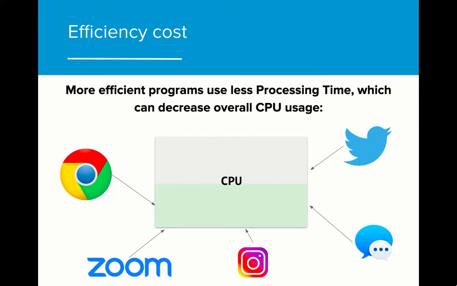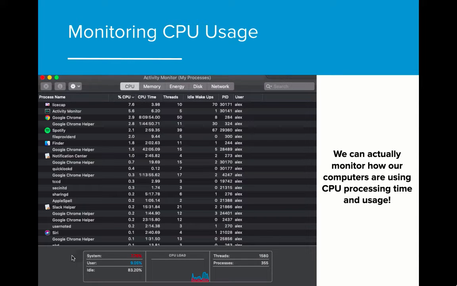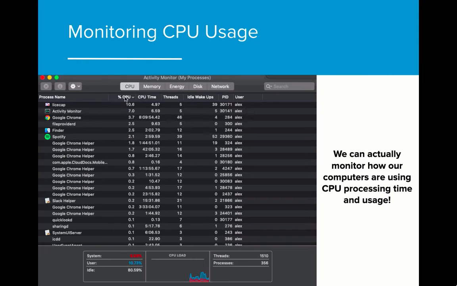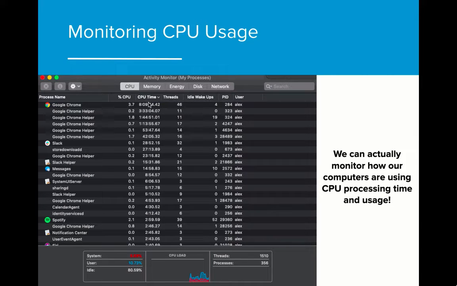The more efficient a program is, the less processing time it requires to run. The faster that programs can be run often reduces CPU usage, making your computer faster and less likely to experience slowdowns. We can actually monitor how our computers are using CPU processing time and usage. This can give you an idea of which programs are taking a substantial amount of processing power to run, and which to close when you want to run others more efficiently.